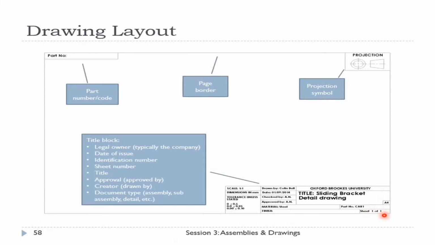So here is the typical drawing layout. That's the template you have been provided. Let's have a look at some key aspects of this drawing layout. We have a page border, and whatever we draw must be within these boundaries. Part number and code must clearly be indicated. The projection symbol depends on the projection method that you are using, first or third angle, and must clearly be shown on the drawing.